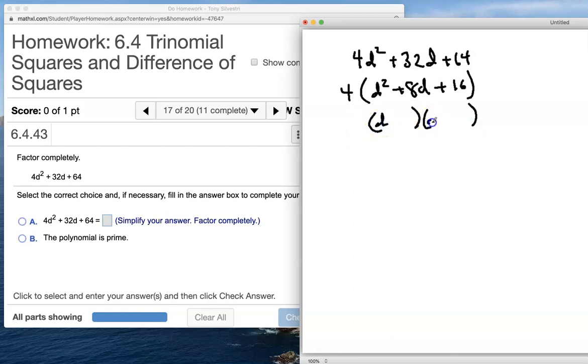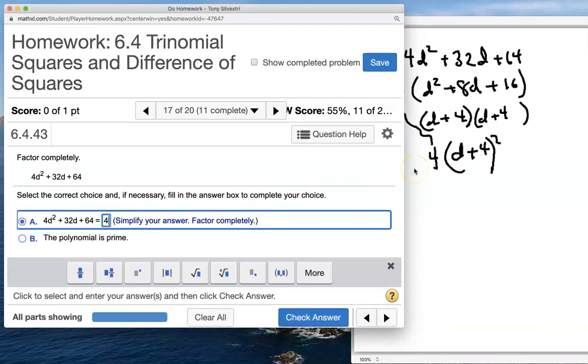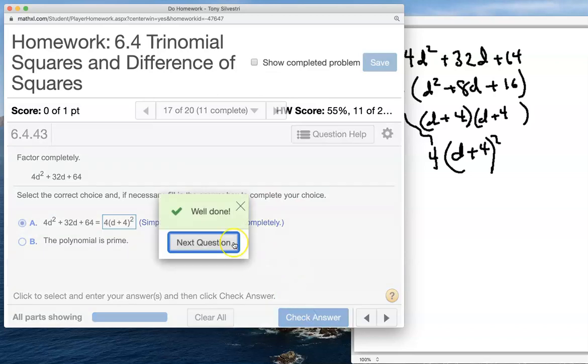And at this point, you should be able to say two D's, two pluses, 4 and 4. So this is the same term, so I'm going to say (D plus 4) squared. But let's not forget to put the 4 in front of it, because that's part of the factoring job as well. So let's see if we get the correct answer here. I'm sure it is. D plus 4, let's square it. Check your answer. Well done.